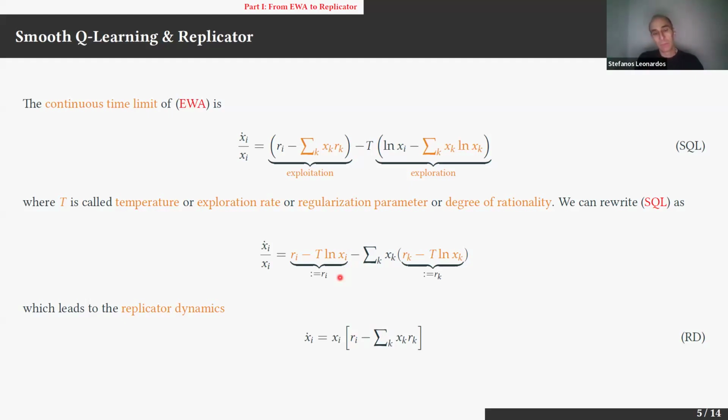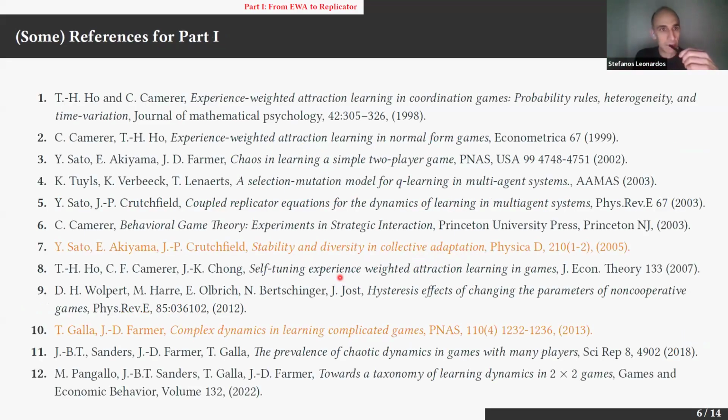Okay. So there are very different ways to derive the replicator dynamics or to justify them. This is only one way. Here I provide some references for the first part. Many papers have looked at those. I think the papers are presented in chronological order. So very briefly, let me go through this literature.